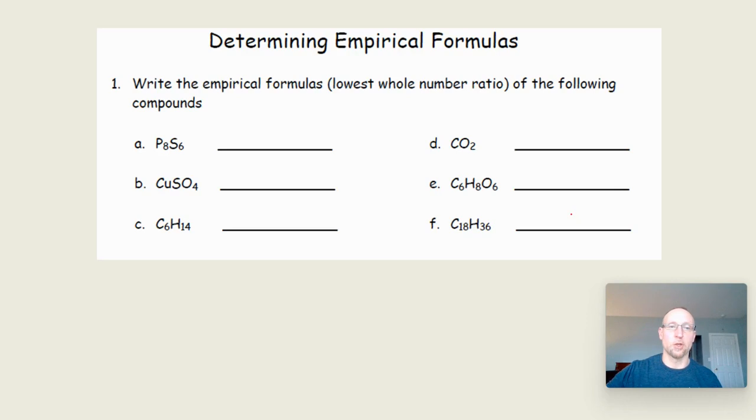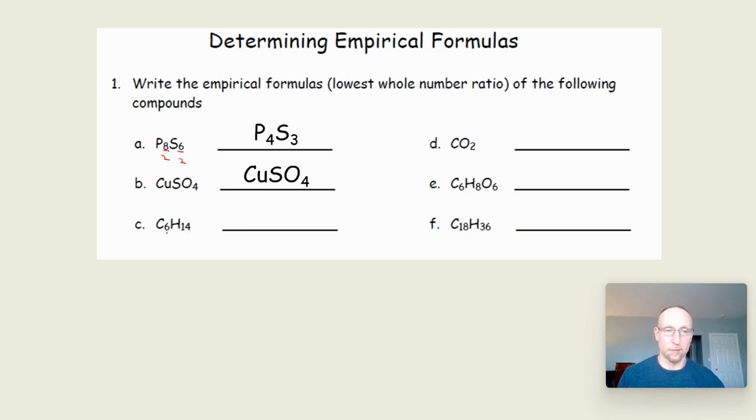All right, so let's go over these. For P8S6, now we're reducing these to the simplest whole number ratio. 8 and 6 are both divisible by 2. So that reduces to P4S3, right? B is already in the simplest whole number ratio, so it stays the same.